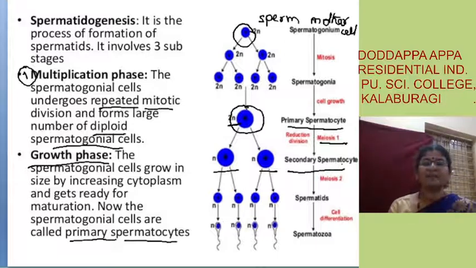Now these secondary spermatocyte cells enter the next division, that is meiosis 2. When meiosis 1 has occurred, meiosis 2 will also occur compulsorily. Meiosis 2 is an equational cell division. Each secondary spermatocyte divides through meiosis 2 and forms 2 daughter cells, which are called spermatids. Fine. And these spermatids are inactive, non-functional and non-motile.